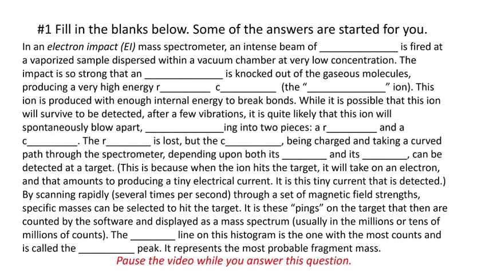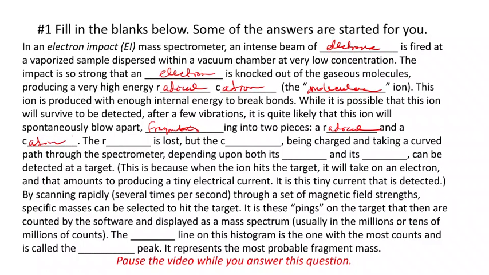In an electron impact mass spectrometer, an intense beam of electrons is fired at a vaporized sample dispersed within a vacuum chamber at low concentration. The impact is so strong that an electron is knocked out of the gaseous molecules, producing a very high energy radical cation, the molecular ion. This ion is produced with enough internal energy to break bonds. While it is possible that this ion will survive to be detected, after a few vibrations, it is quite likely that this ion will spontaneously blow apart, fragmenting into 2 pieces, a radical and a cation.